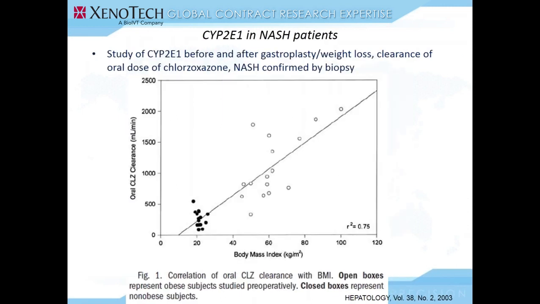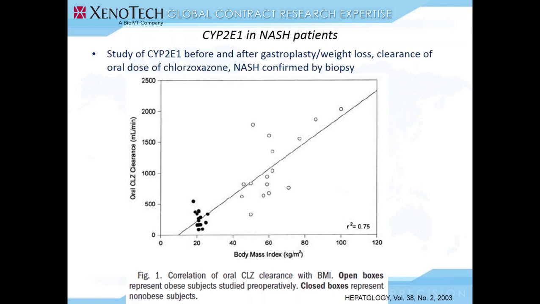In the same year, there was published another study that took advantage of liver biopsies taken from patients undergoing gastroplastic surgery and subsequent weight loss. In that group of patients, clearance of an oral dose of chlorzoxazone was also tested, and NASH was diagnosed by liver biopsies.